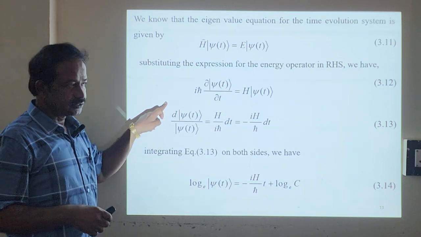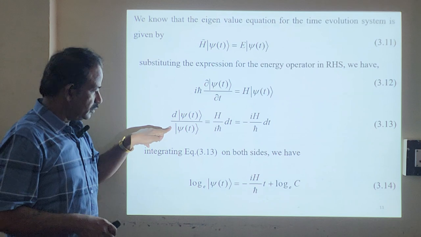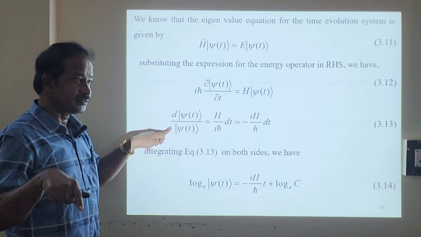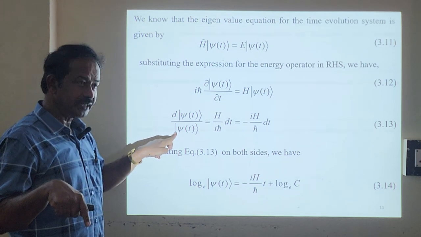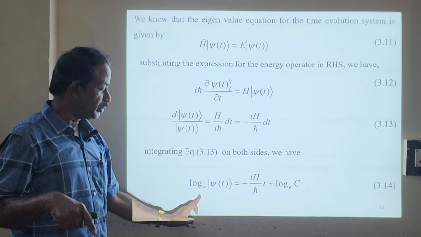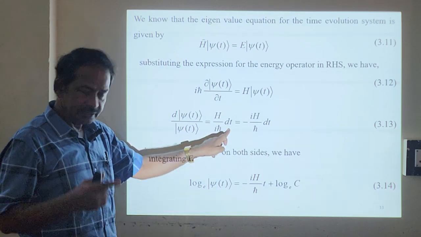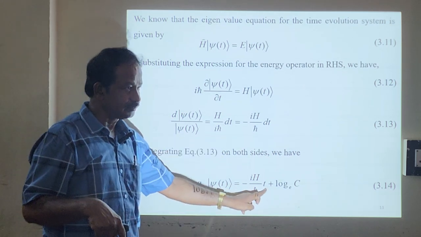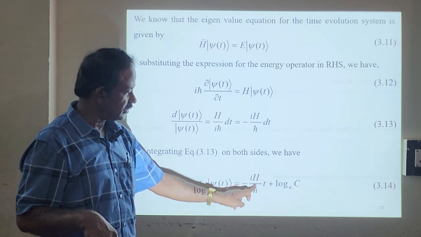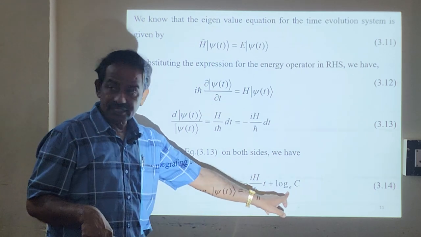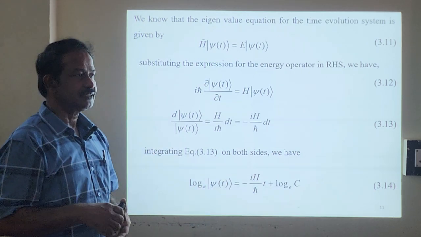So integrate on both sides. Integrating on both sides, dx by x will give you log x. So similarly, d psi of t divided by psi of t will give you log base e psi of t, which is equal to, integrating dt, that will give you t. So that will be minus i H divided by h cross t. And your integration constant will be log base e c.